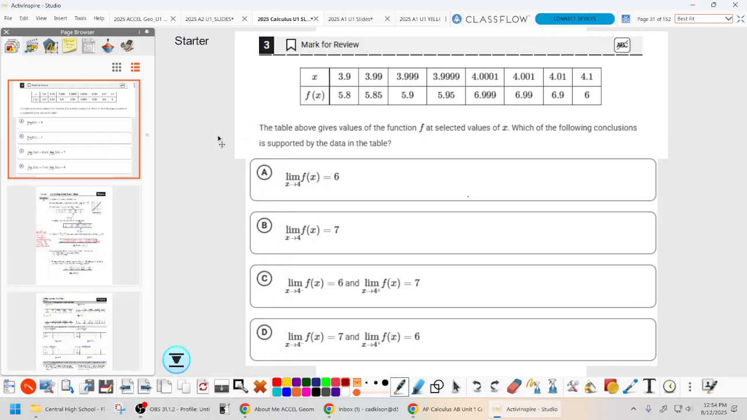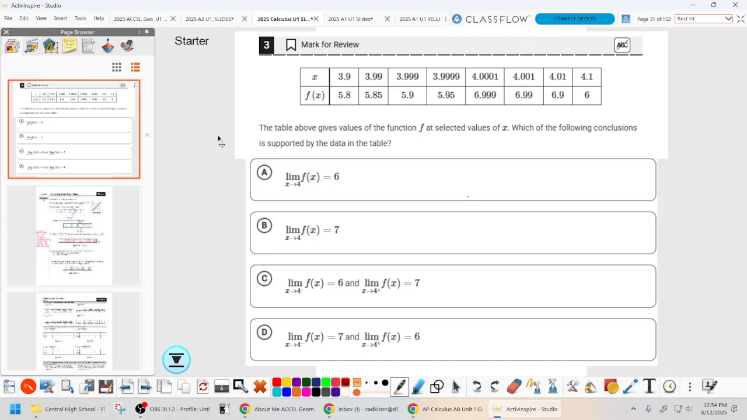All right, so looking for the best answer. This is, by the way, an AP problem. So we're going to start seeing more of those, get you on AP Classroom for Thursday to do some of their practice problems. Anyway, so we're looking for conclusions that we can support using the table about the limit of f.